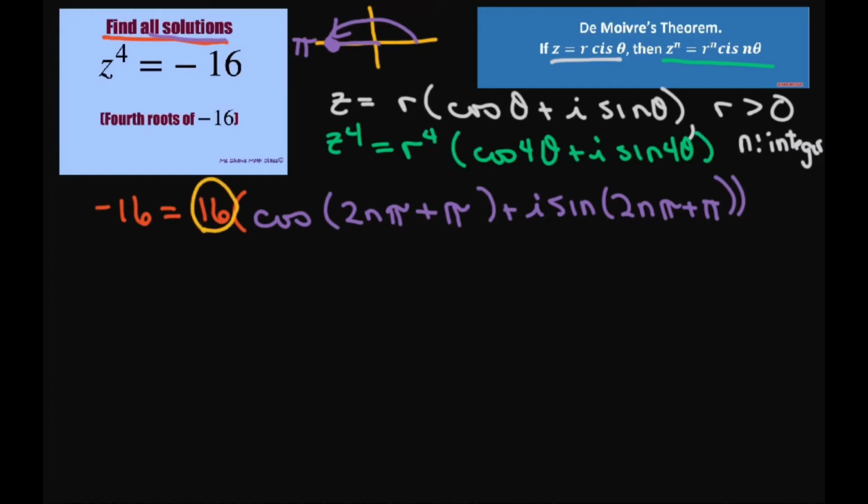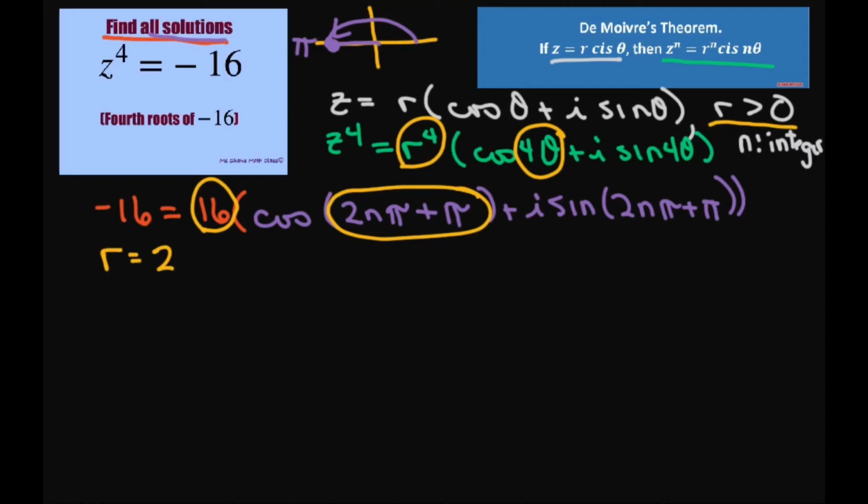If this is 16 and this is r to the power of 4, our r equals 2. And then remember, it's not negative 2. Our r has to be positive. I know that's kind of a confusing part, but r has to be positive. All right. Now, what we want to do is match up these angles. 4 theta, we're going to match up to this, because we're trying to get all solutions.